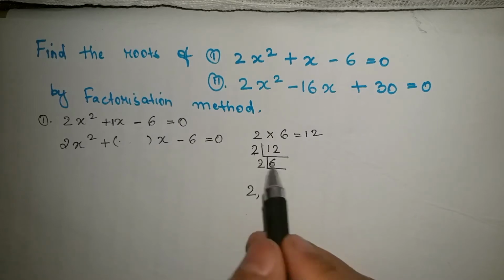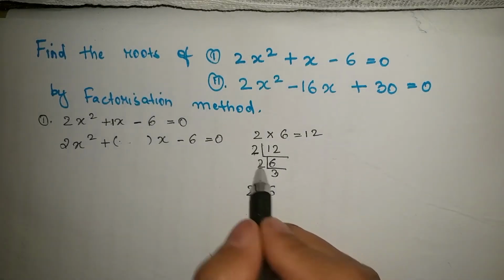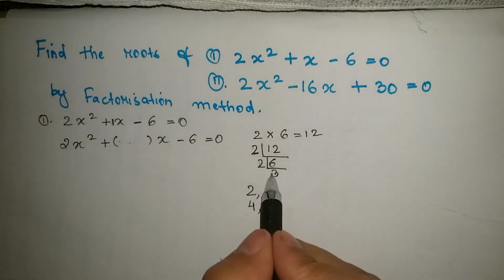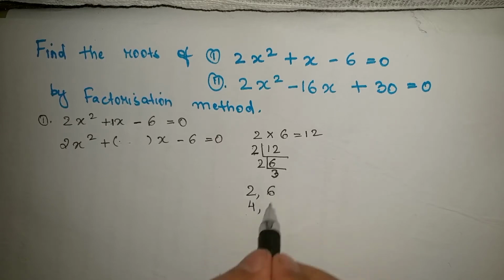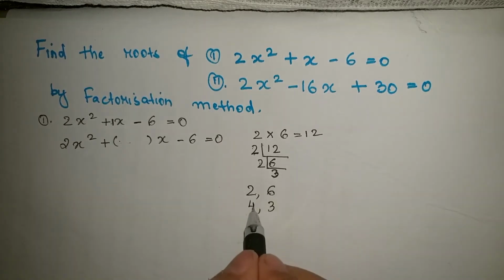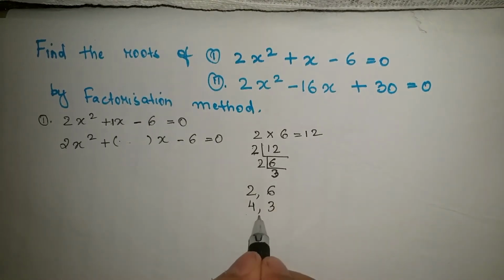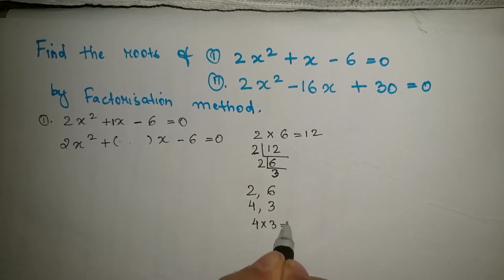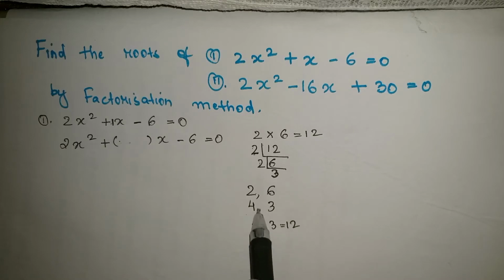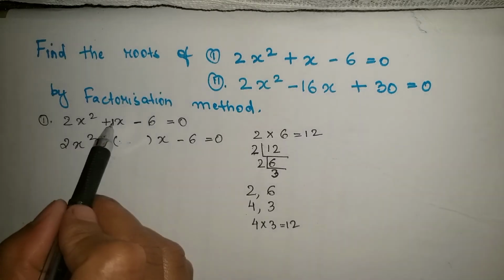combining 2 and 2. 2 into 2, I get 4. And the second number, with the remaining one, that is 3. What do I get? If I multiply 4 into 3, I get 12. 4 into 3 is 12. What if I add 4 plus 3? I get 7, which is not 1. But what if I subtract the two numbers? 4 minus 3, I get 1.